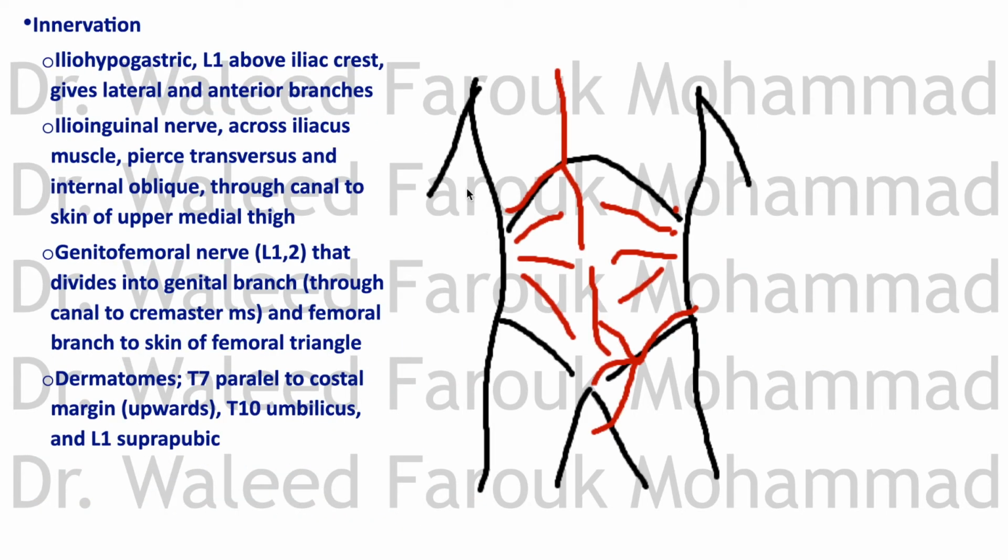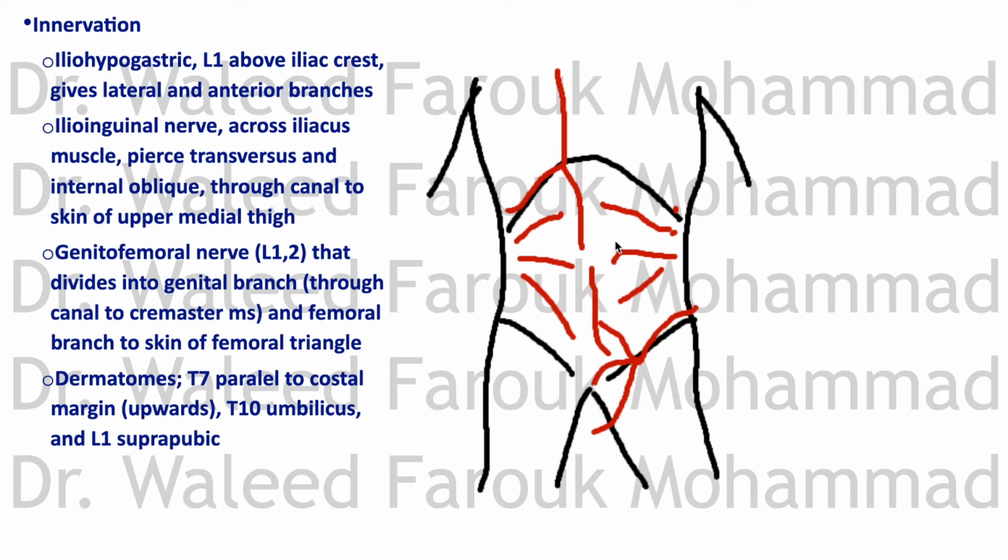The innervation comes from the intercostals in zones, dermatomes, but remember that T7 is parallel to the costal margin, then T8, then T9, T10 passes through the umbilicus, the dermatome that passes through the umbilicus, then T11, T12, and L1 laterally, and reaches to the symphysis pubis. Okay, so this is the zonal supply, actually, of the anterior abdominal wall.